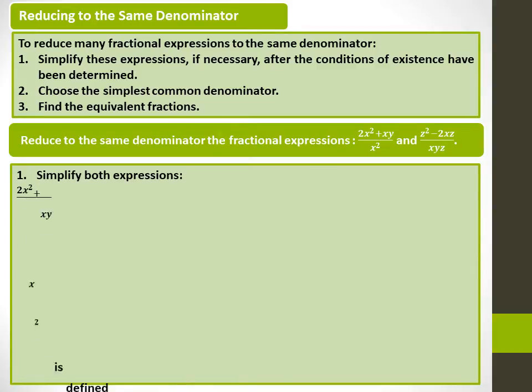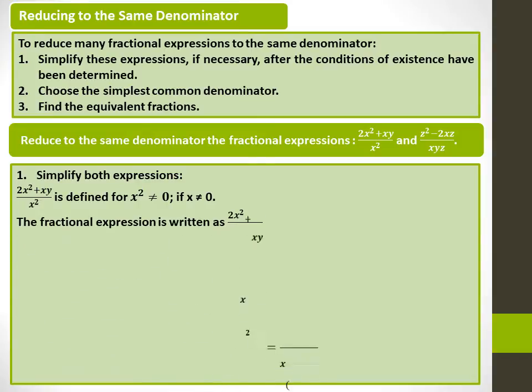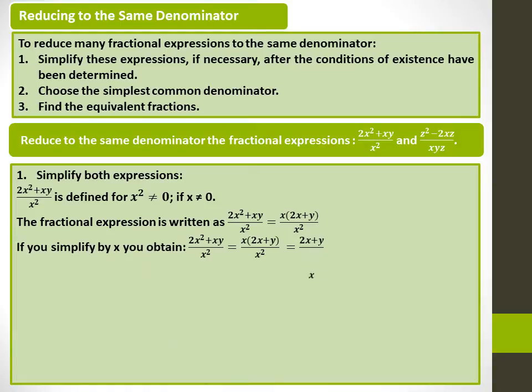Simplify both expressions. (2x² + xy)/x² is defined for x² different than 0, then x must be different than 0. The fractional expression is written as x(2x + y)/x². If you simplify by x, you obtain (2x + y)/x.